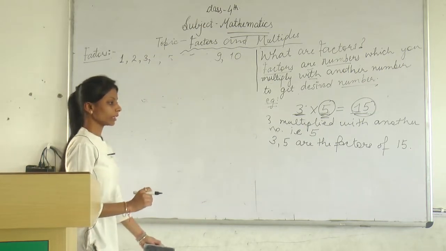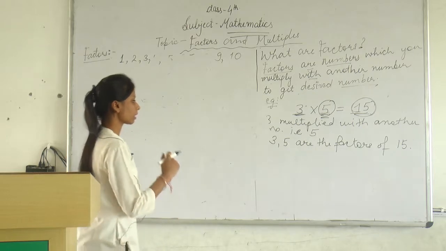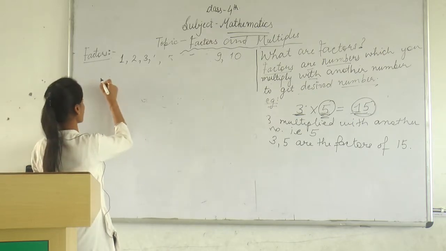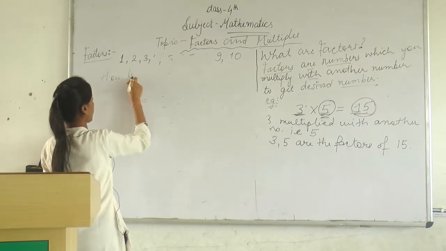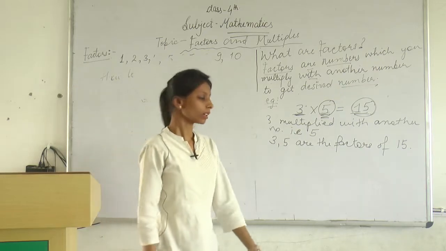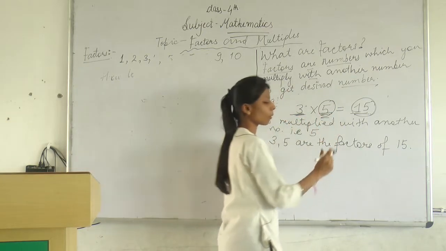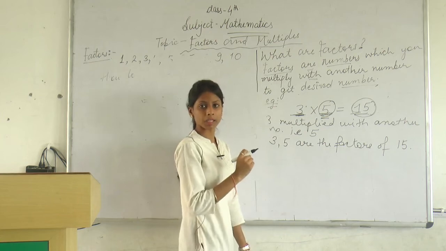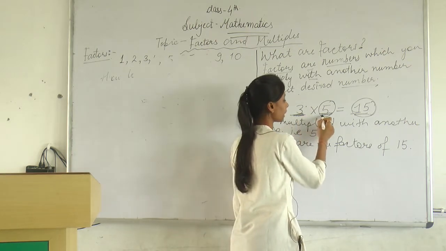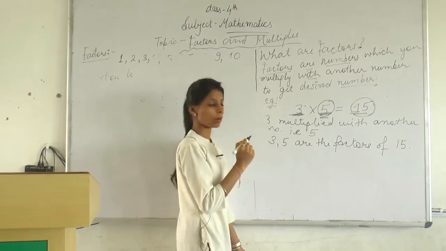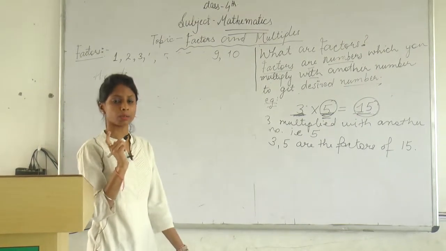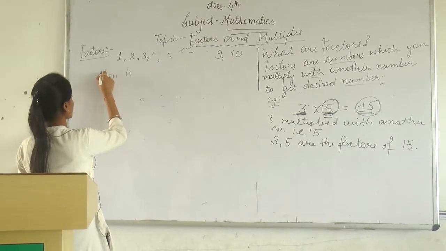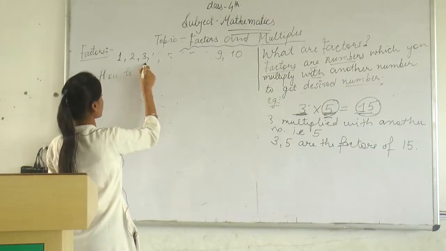Now students, 3 and 5 are the factors of 15, we discussed. Now if we have to find the factors of other numbers, how to find the factors? Students, just remember only one thing: 3 and 5 are the factors, but we will never say that 15 is a factor of 3 or 5. Only the numbers which are in the multiplication, which we multiplied, we call them the factors, not the product value. So remember this carefully. Now moving on to the next, how to find out the factors.